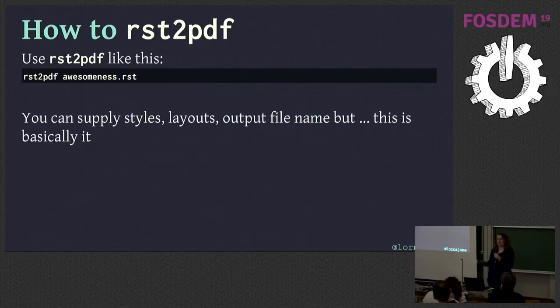So, how do you do it? You type RST to PDF, and then the file that's got the RST in it. I'm not sure why I'm here. This is basically everything you need to do. You don't need me to tell you anything else.